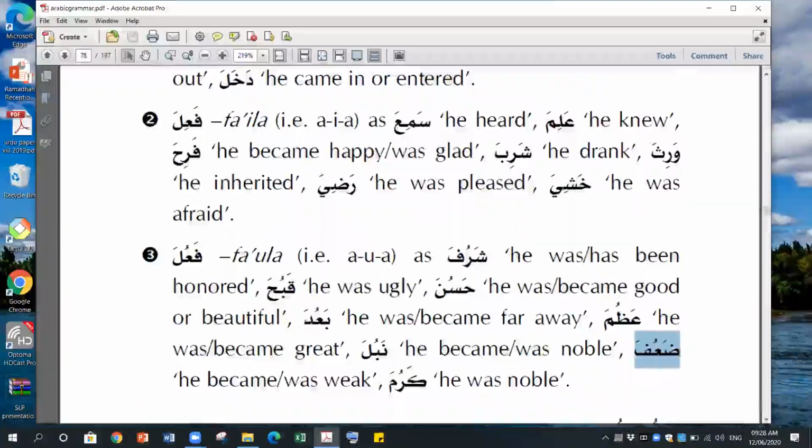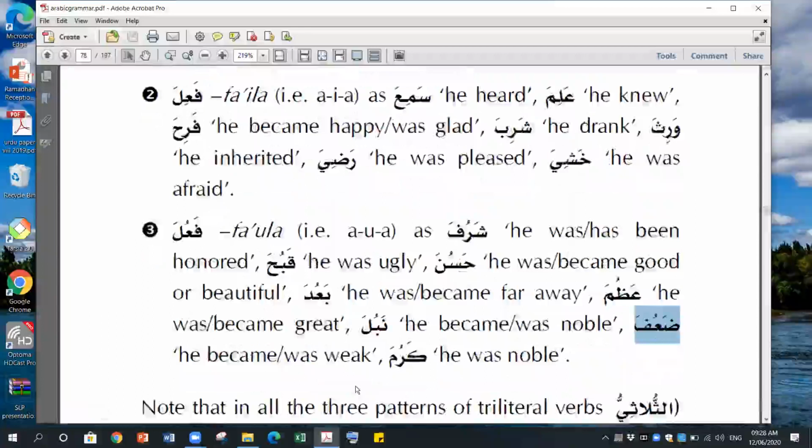Da'ufa, he became weak. These are not past passive voice. It is actually some other thing. Active voice and passive voice are definitely there, but this is not active and passive. Ba'uda, because he became far. Sharufa, you said, right? He has been honored? No, it's because he was honored. Meaning, he became honorable. You can say like that.